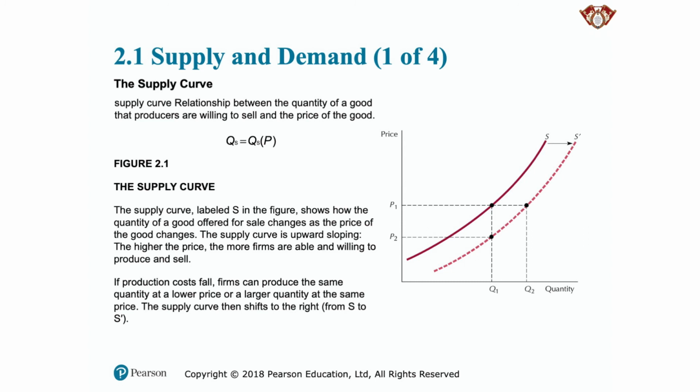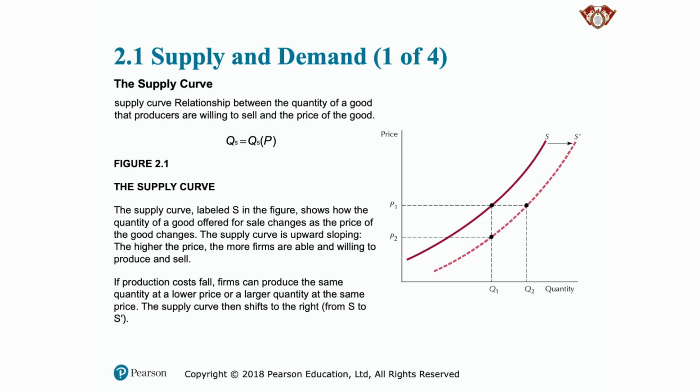Let's look at figure 2.1, the supply curve. The supply curve labeled as in the figure shows how the quantity of good offered for sale changes as the price of the good changes. So when price is P1, supply is Q1. Price decreases to P2, then supply decreases too, a movement along the supply curve, right?